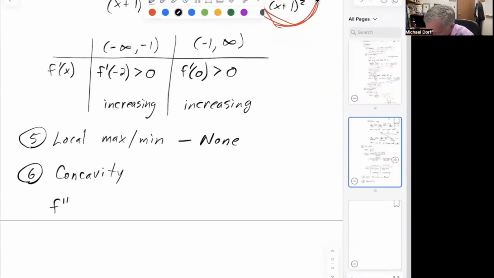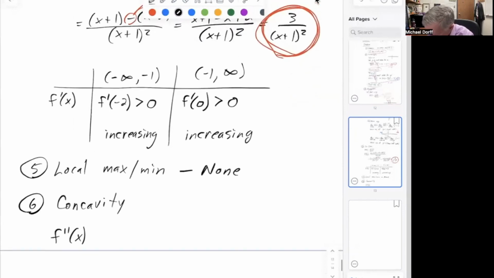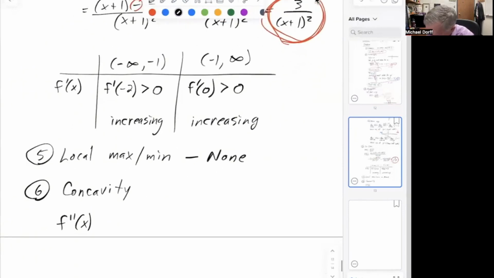So look at the second derivative. Remember, we just did the first derivative. Well, let's see. Let me rewrite this. Let's just start from the beginning. The original function was (x minus 2) over (x plus 1).